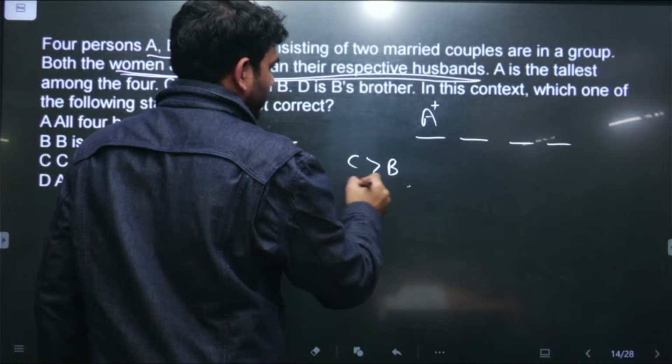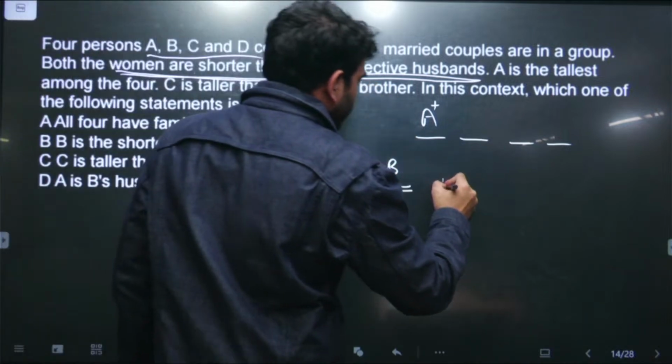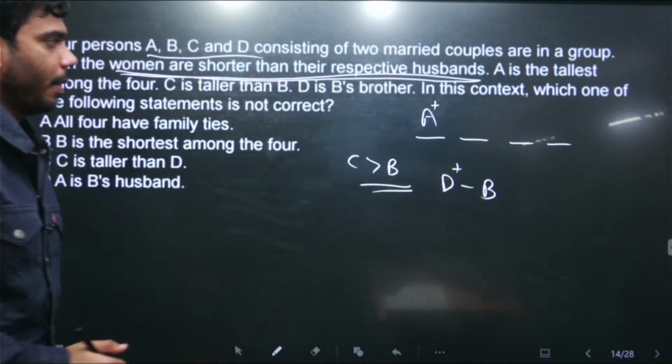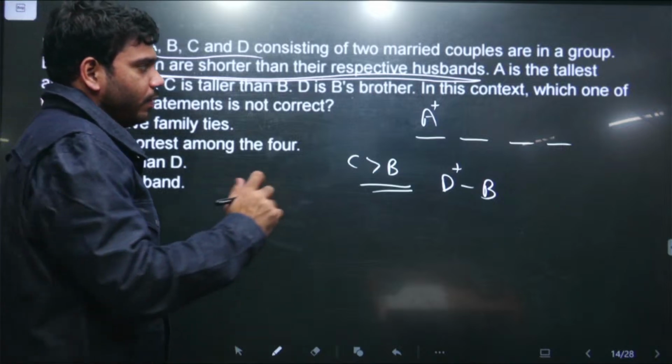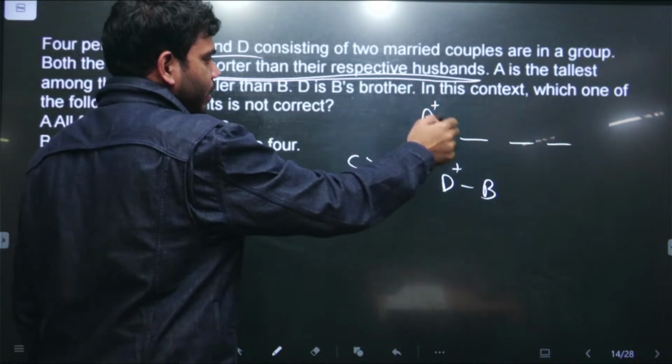Here we don't know the gender. Here we just know कि C is taller than B. And D is B's brother, and D is obviously a male because he is a brother. अब देखिए इसमें catch क्या है. Here we know कि there are 4 people A, B, C, D, and we know that A and D are male.